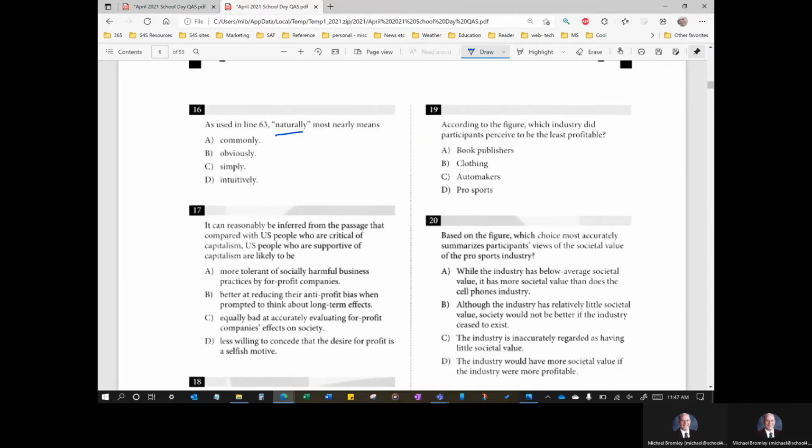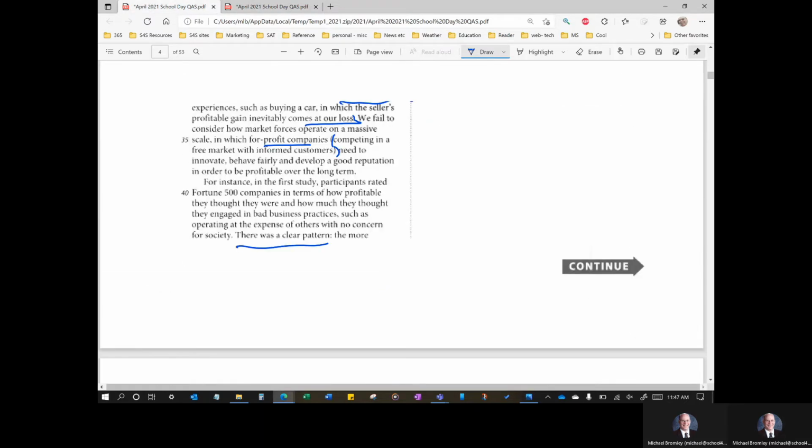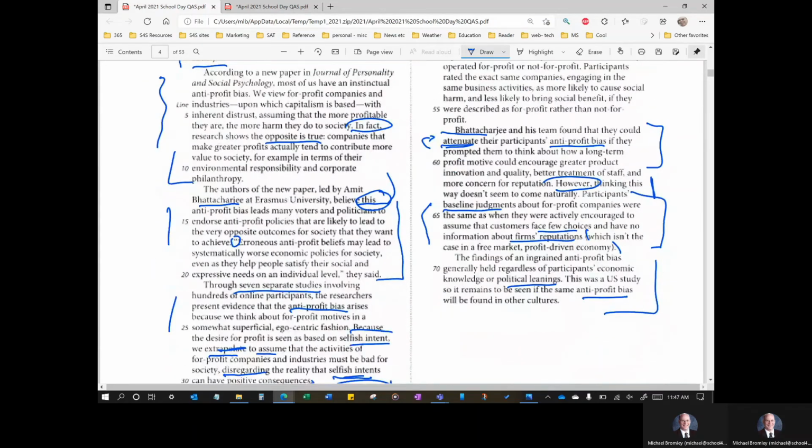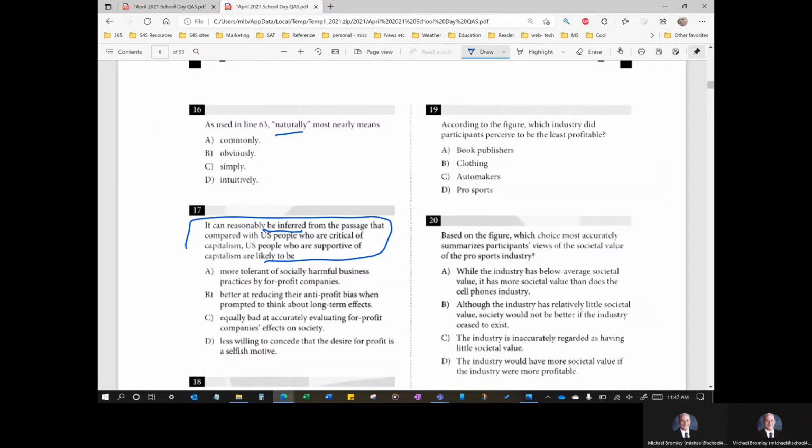And let's see, naturally, it can be reasonably inferred from the passage that compared with U.S. people who are critical of capitalism, U.S. people who are supportive of capitalism are likely to be, okay. It can be reasonably inferred from the passage. There was something about how they mentioned the U.S. up here. I remember I've got to pay attention to that. Regardless of participants' economic knowledge or political leanings, there was an ingrained anti-profit bias. So I'm not sure what we infer from that. This is a U.S. study, so it's about Americans. I'm going to hold off on this one. I'll do 16, then 17, 18.